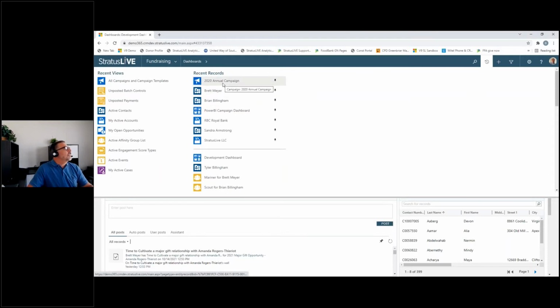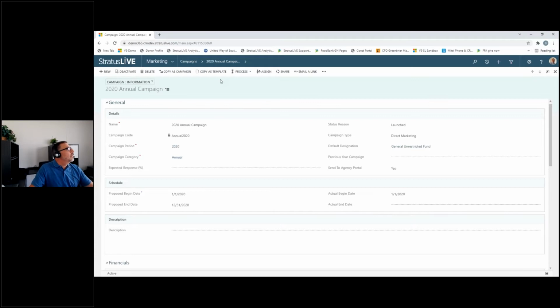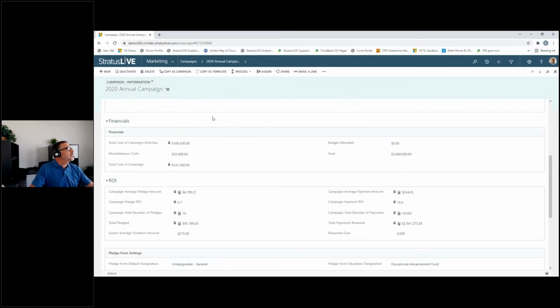I'm actually going to use my 2020 annual campaign because that one was completed last year. So if I want to look at how that campaign did, I can just click on there. This will open up my campaign form, and I'm just on my regular information form. And if I go down to my financial area, at a quick glance, I can get an idea of what happened with this campaign. So at the top, I can see my financial information as far as what my costs were. And this does a roll up.